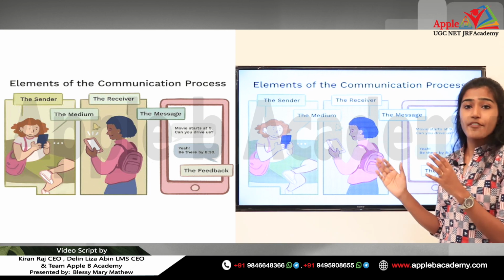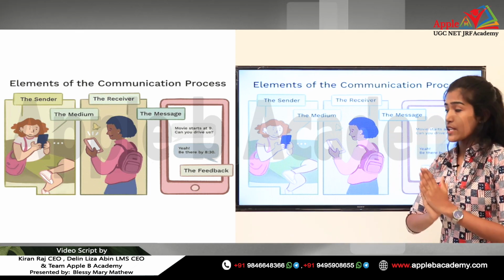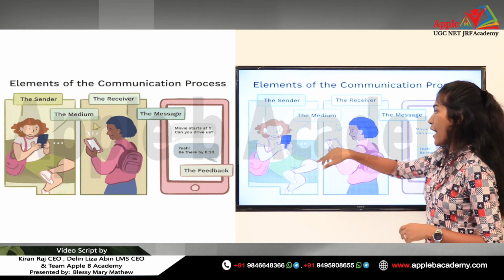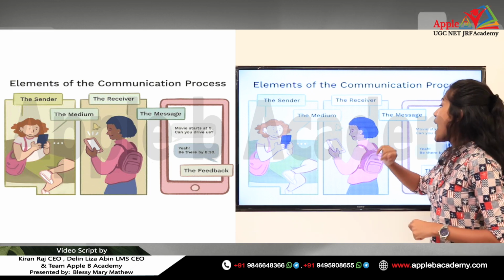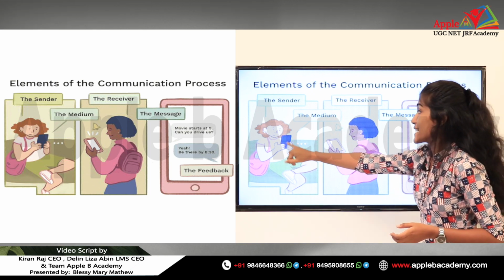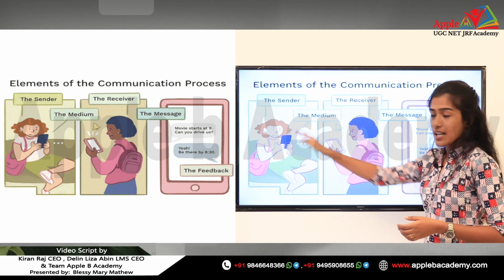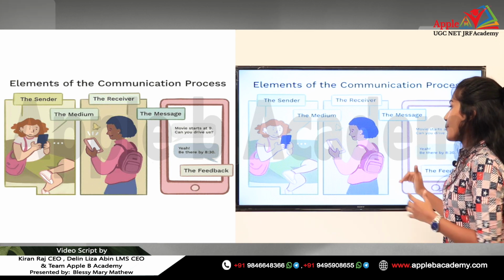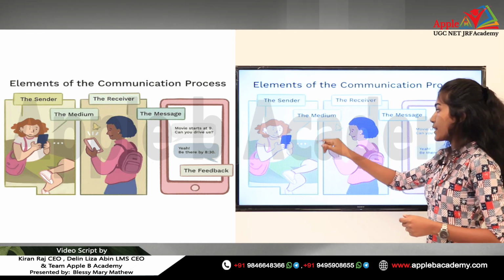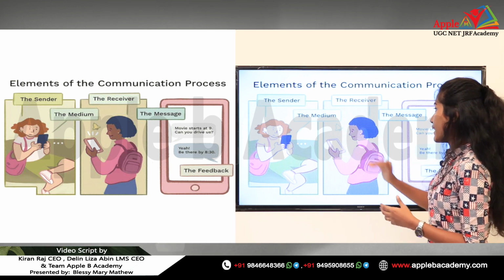So here you have a picture that explains the process of communication. Here you have two girls. This girl is the sender and this girl is the receiver, because this girl is sending a message to this girl who is receiving it. And the medium used, or the channel used, in this particular communication is a mobile phone.